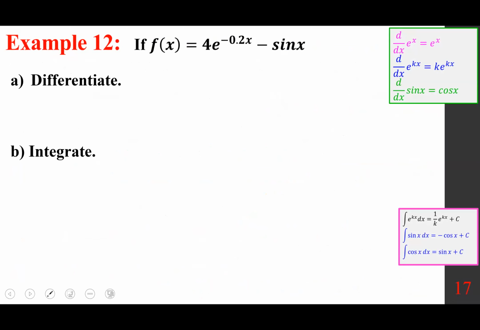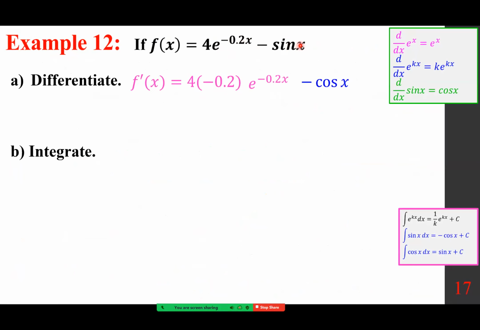For this expression, I want to do two things. I want to differentiate and I want to integrate because I want you to compare and contrast. Remember, with the exponential, when we want to differentiate, we have to multiply by negative 0.2. So 4 times negative 0.2, and we write the e, minus the derivative of sine is cosine, and we just rewrite this as negative 0.8 e to the power minus 0.2x minus cosine. However, if I want to integrate this, I put the integral sign and I need a dx, okay?